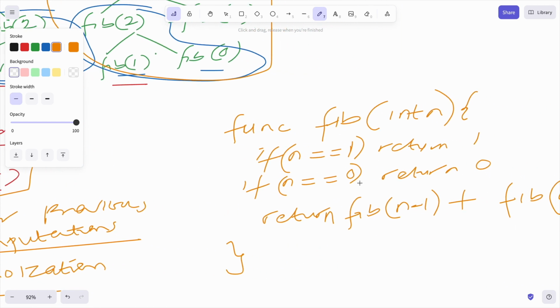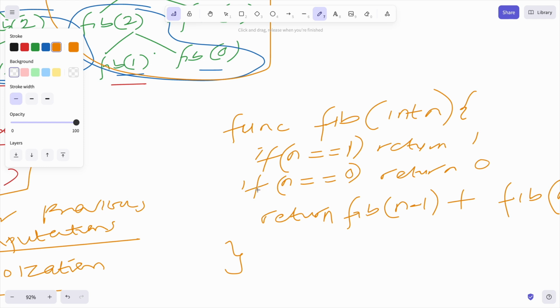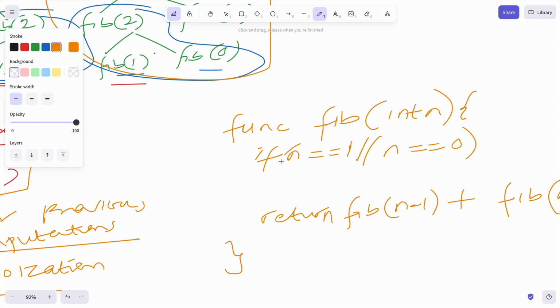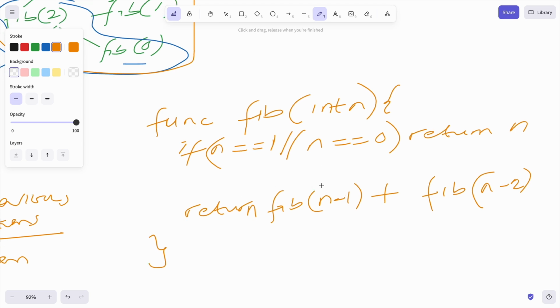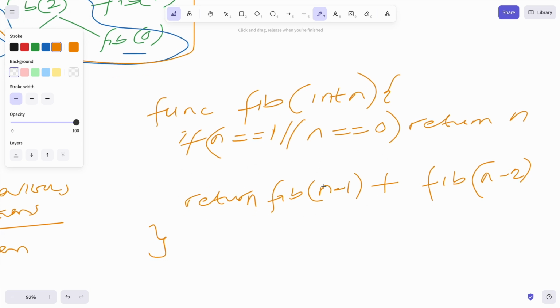But we can be smart about this and tell ourselves that we don't actually need to write out these two conditions. We can write them as one: if n is equal to 1 or n is equal to 0, we return n. Remember, if n is 1, return 1. If n is 0, return 0. So we have these two together, just return n. So basically, this is the solution to the problem.